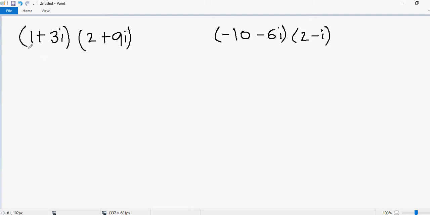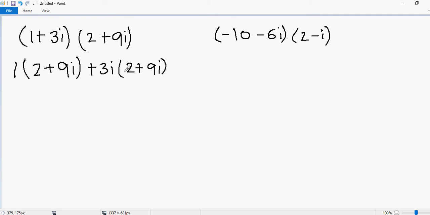So I will multiply 1 with this first, and then I'm going to multiply 3i with this. We can also separate it to make it easier. So let's do it this way. We'll write 1 first, and then we multiply 1 with this, and then we multiply 3i with the second term again. Now I have to distribute 1 inside the parentheses, and I have to distribute 3i inside the parentheses.